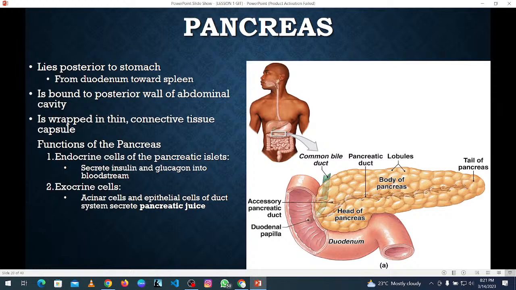So that's where the pancreas is situated, and it begins from the duodenum towards the spleen. The spleen is also just behind the stomach. It's more of a circular ball just behind the stomach.